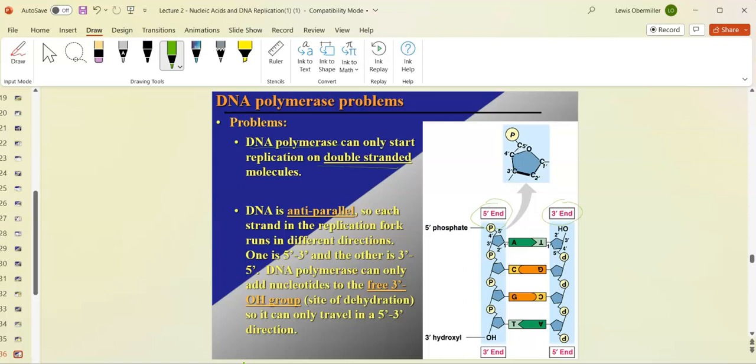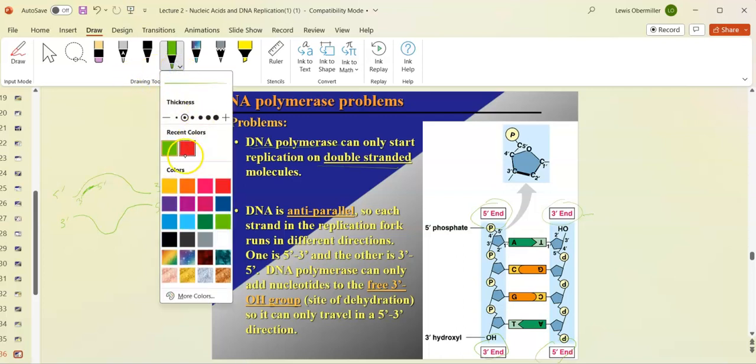So if this is 5', this is 3'. If this is 3', then this has to be 5', and that's what we mean by anti-parallel. The replication forks are anti-parallel to each other, so I'm just going to draw this out. This one is 5', this one is 3', so this one would be 3', and this one would be 5', right? And so if we were going to prime this, we would prime this, if this is 5', the primer here, we put down here, would be 3' here and 5' here, right?